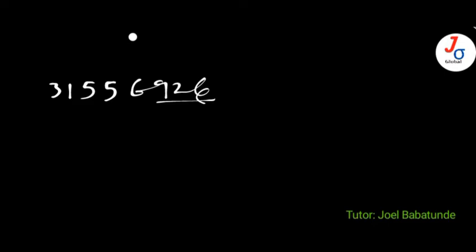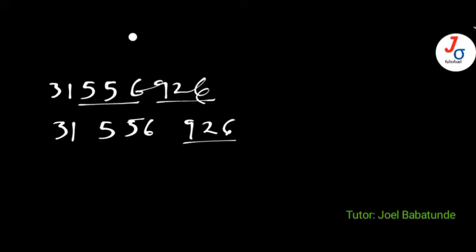So I'm going to rewrite this as 31 556 926. So now this is clearer than this. Why? Because now we see that this is in the millions, and of course we looked at that before, that million has 6 zeros. So we have already established that this is in millions.